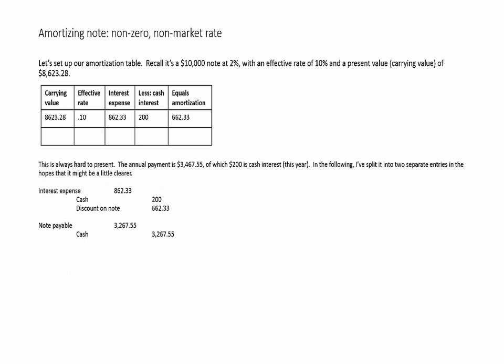Now, clearly, this would normally be combined into a single entry. And again, interest expense pulled right off the amortization table. We write the check for $3,467.55. We record the amortization, again, pulled right off the amortization table. And the difference goes to pay down our note payable.